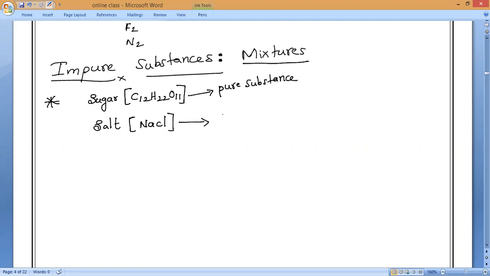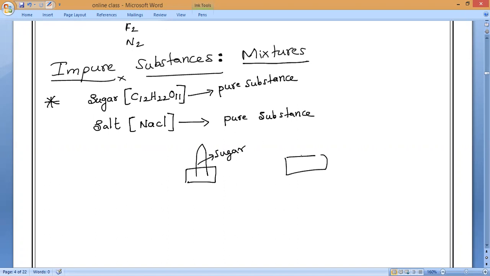Now, salt also, pure substance or impure substance? Everybody? Pure substance. Now, I have taken 2 plates. One plate has sugar. Now I have taken another plate. It has salt. Now I have taken 1 beaker and I pour salt plus sugar both. Now is it called a pure or impure substance? Anybody? Both I mix in the same beaker, salt and sugar. Now is it a pure or impure substance?